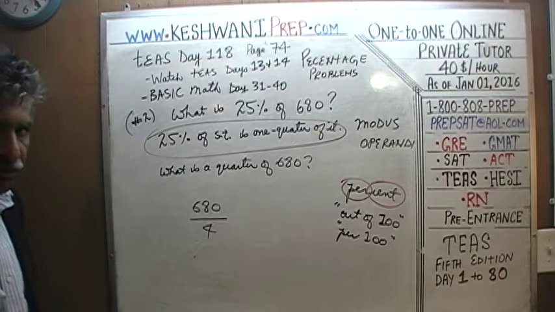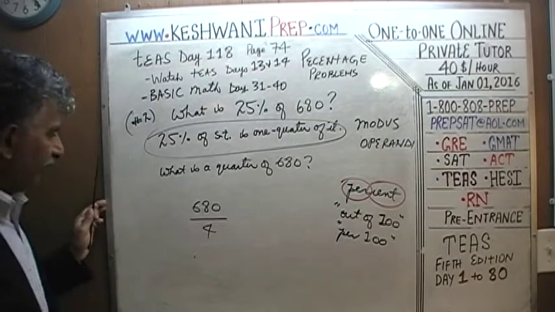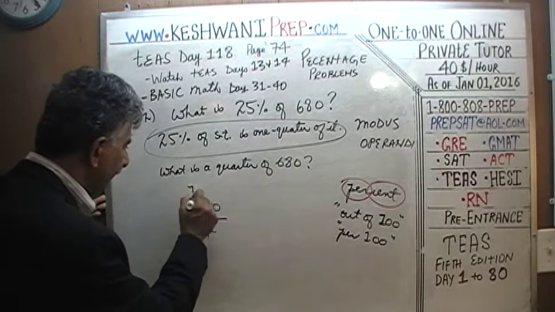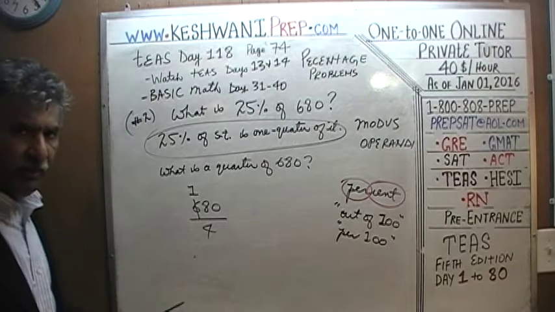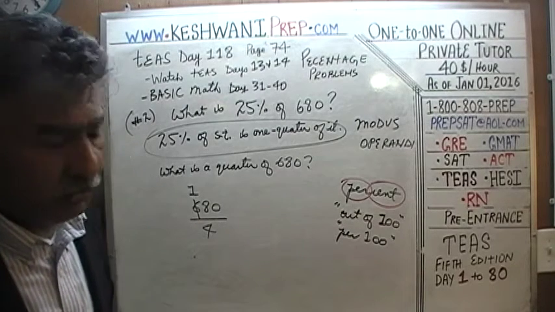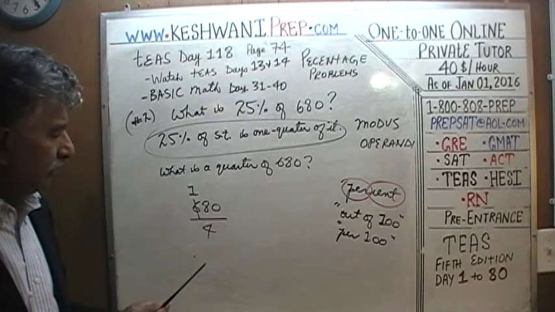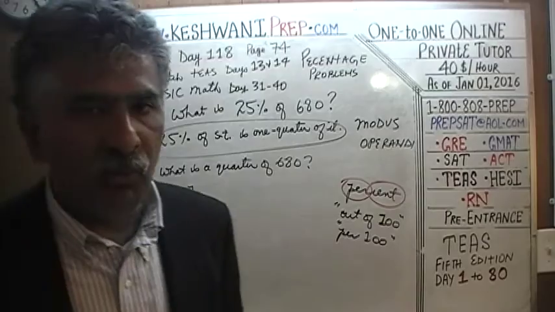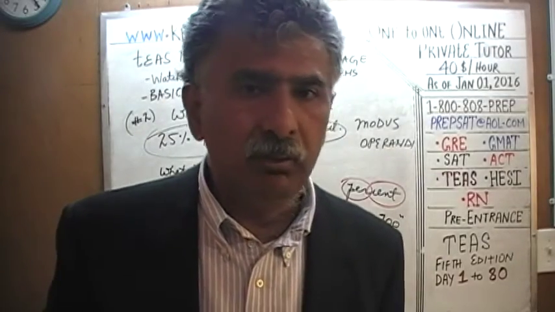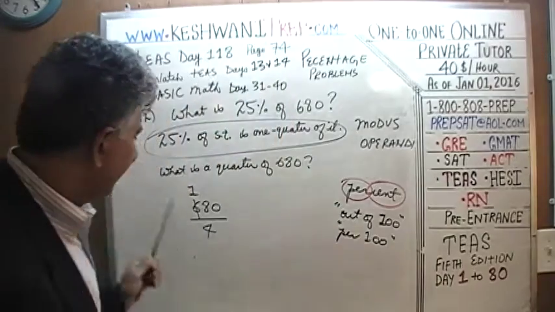How many 4s does 6 have? Listen very carefully. 6 has only 1 four. After we take away the 4 from the 6, we have a remainder of 2. What happens to the 2? The 2 goes and joins the 8 and becomes 28. How many 4s does 28 have? 28 has 7 fours. 7 fours are 28.